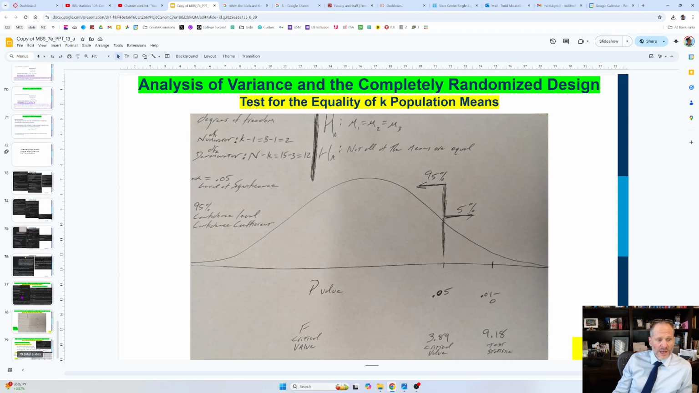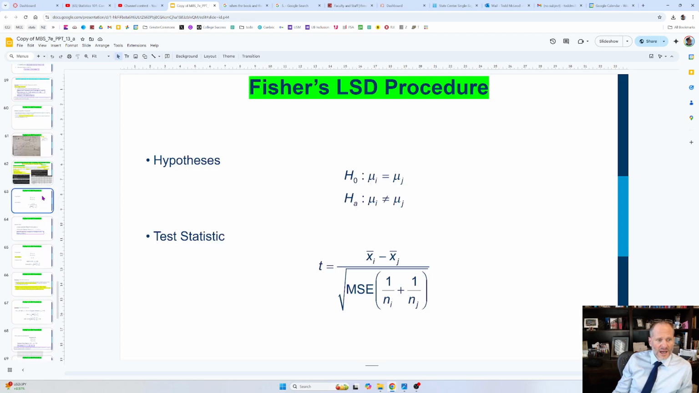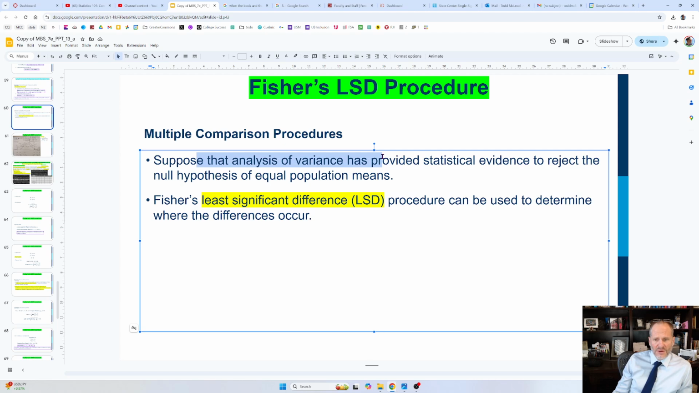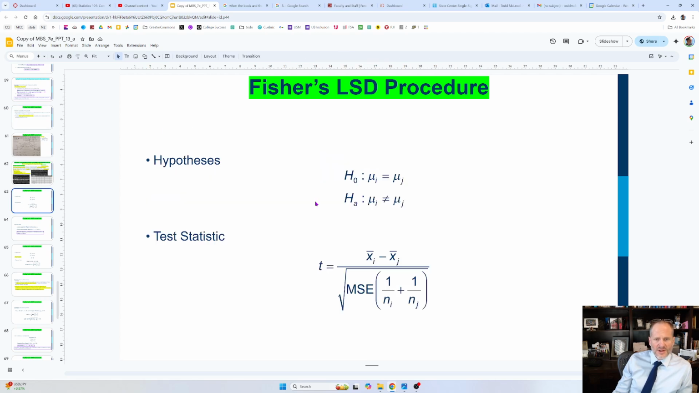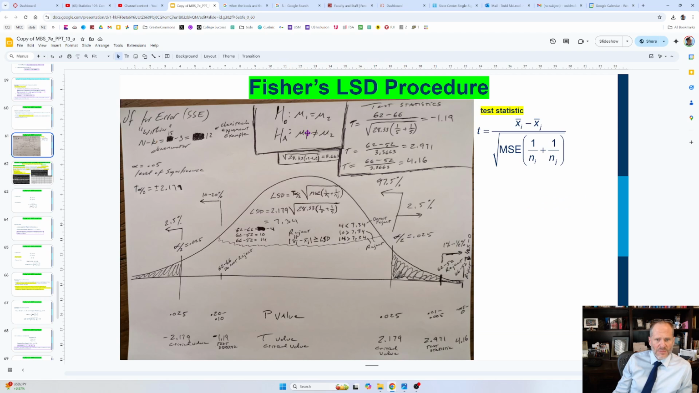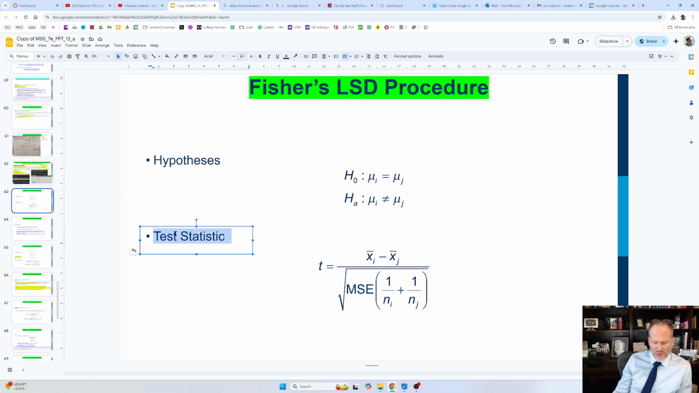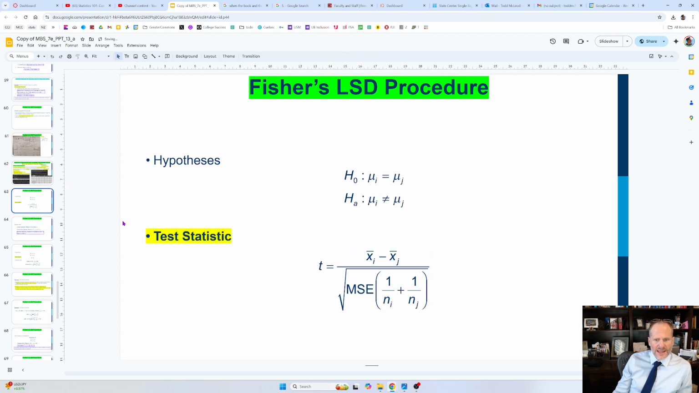And so, coming back down here to Fisher's LSD, we have that analysis of variance, ANOVA, provided statistical evidence to reject the null hypothesis of equal population means. Fisher's least significant difference procedure can be used to determine where the differences occur. Okay, and so they do the hypotheses, that the means are equal. And then they do the test statistic. I'm going to bold this, and I'm going to highlight it. Cool. And that's exactly what we have right here on our drawing. So all good so far.